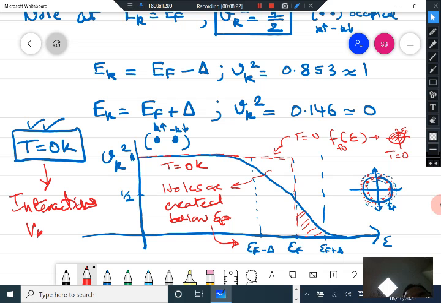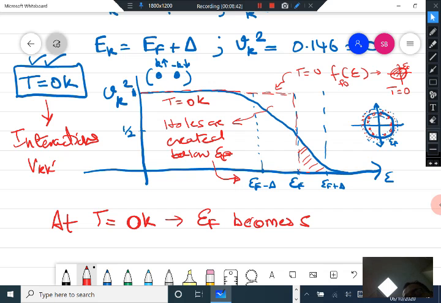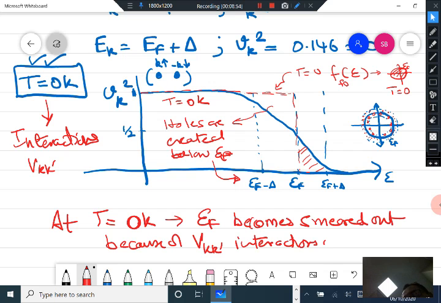The interactions, your Vkk prime interactions that you have created inside the system, are responsible for creating this sort of distribution. So at T equal to 0 Kelvin, the EF becomes smeared out because of Vkk prime interactions in the system.